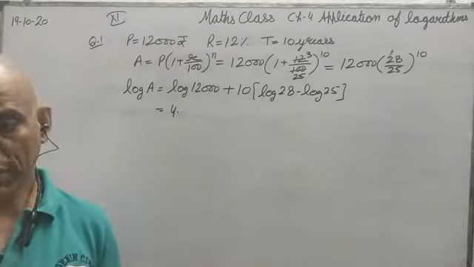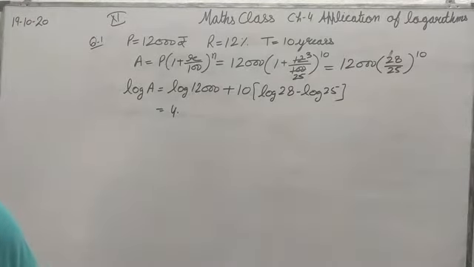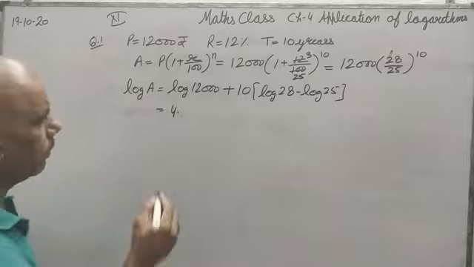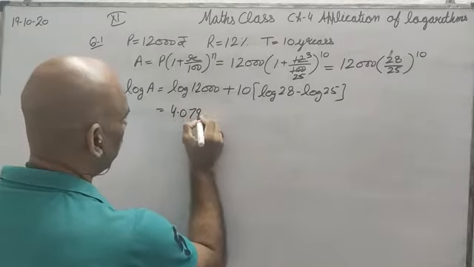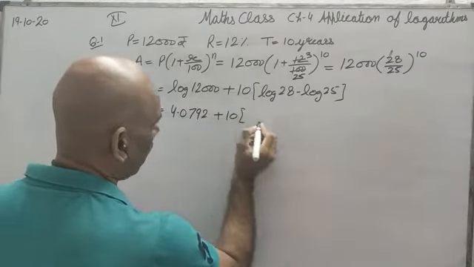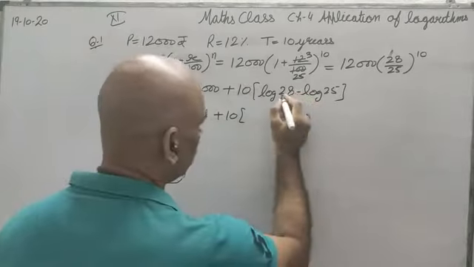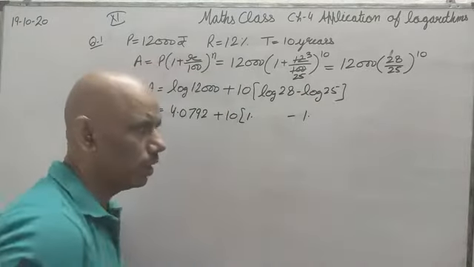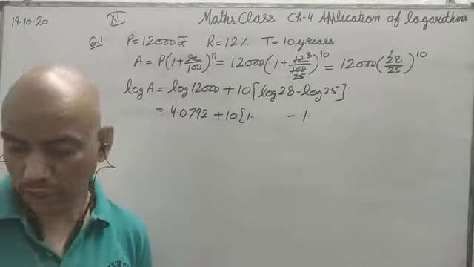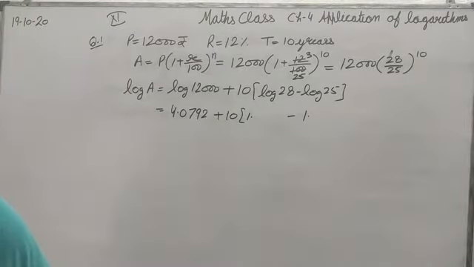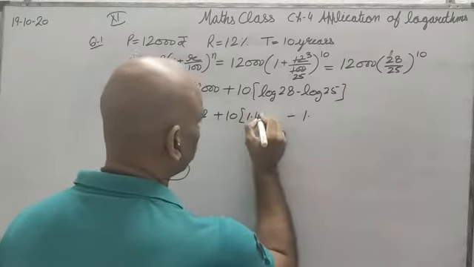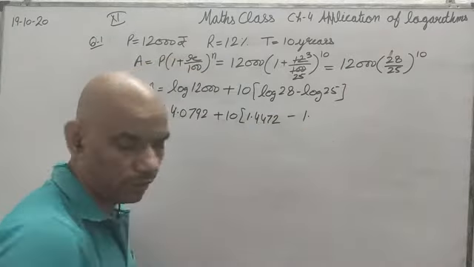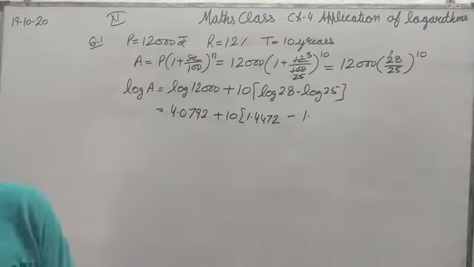and you will see the value of log 12 into 0. The value of log 12 into 0 is 0.0792, so it will be 4.0792 plus 10. Now you will see log 28, due to 2 digits 1 point, and due to 2 digits 1 point. I will see the value of log 28 and log 25. Log 28 is 4472 and log 25 is 3979.